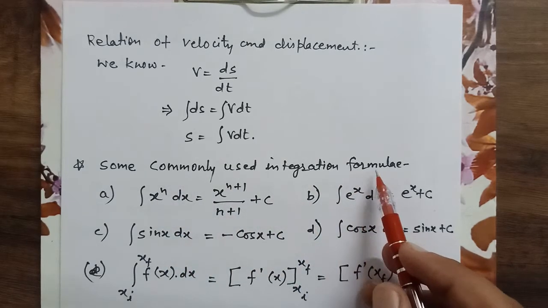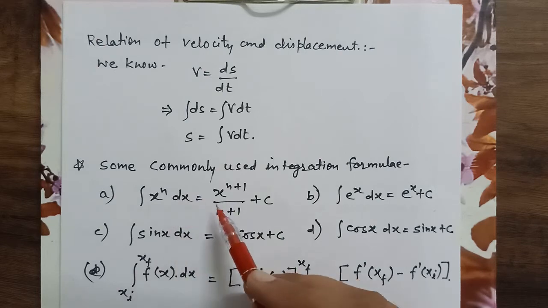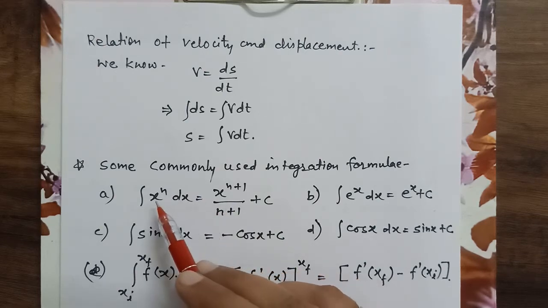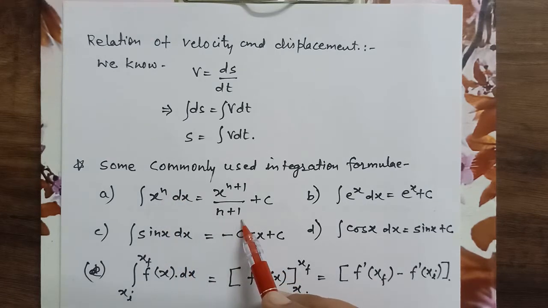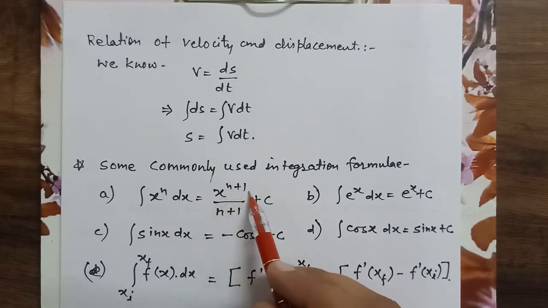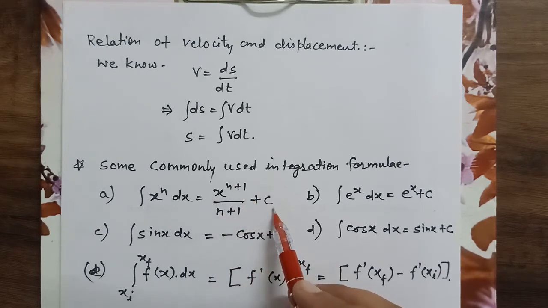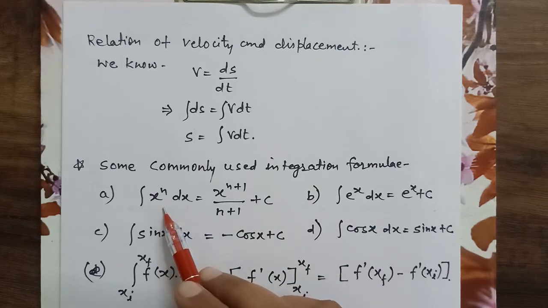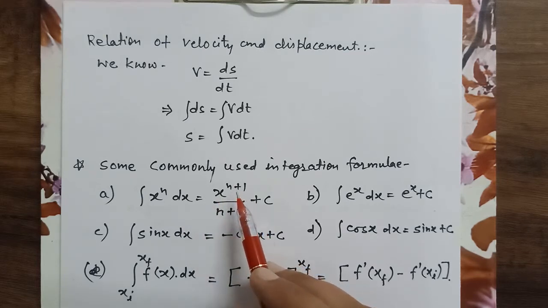So these are some commonly used integration formula, like x to the power n dx. The integration is, you add 1 to the power and the same will be in the denominator. So you get x to the power n plus 1 upon n plus 1 plus c. This c is a constant which is found by using the conditions given in the question. Whenever you do integrations, you will always get a constant along with the main function.